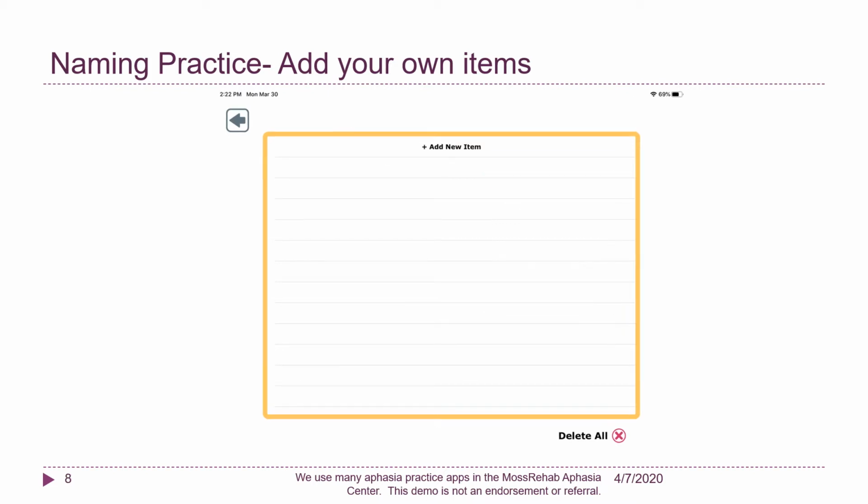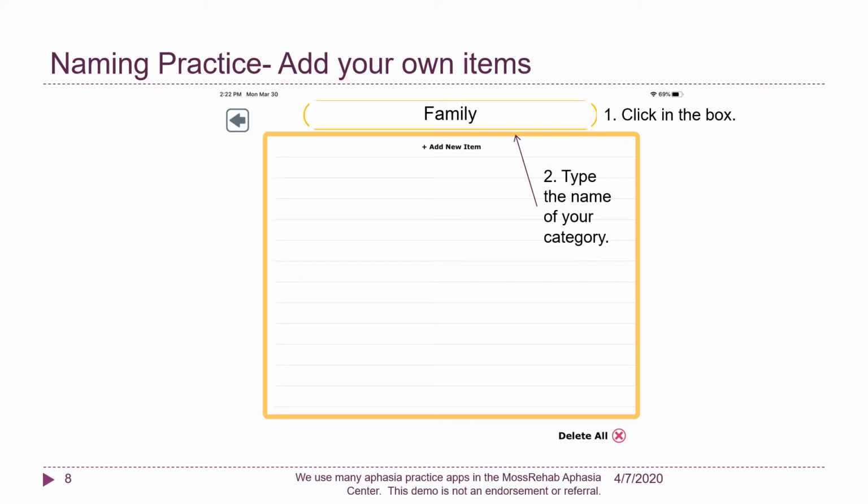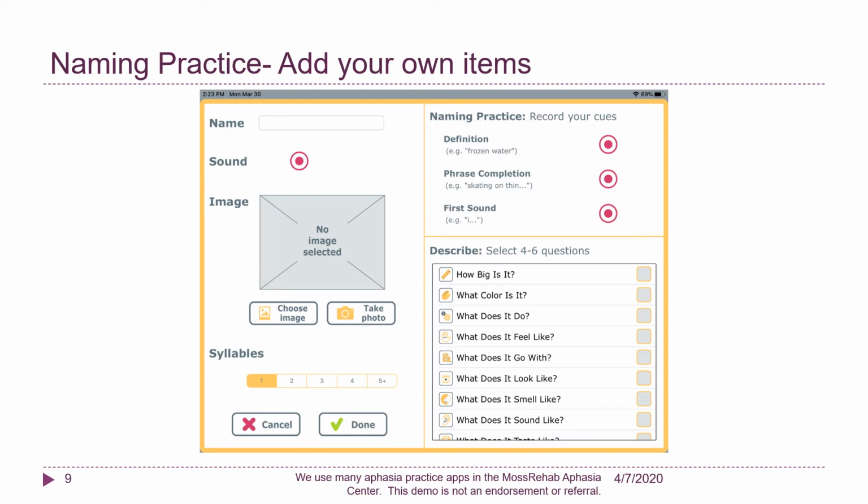That will bring you to this page where you can name your category. So there'll be a box at the top. You click inside the box to get your cursor there, and then you type the name of your category. I'm going to be adding my dog, so I've decided to call this category Family. Then to get out of the box, you need to hit Enter, and then click on Add New Item.